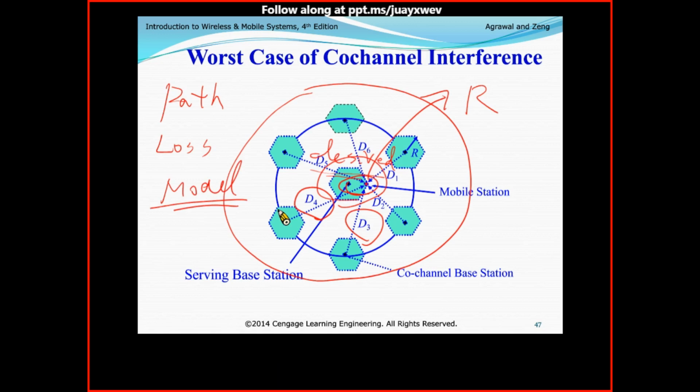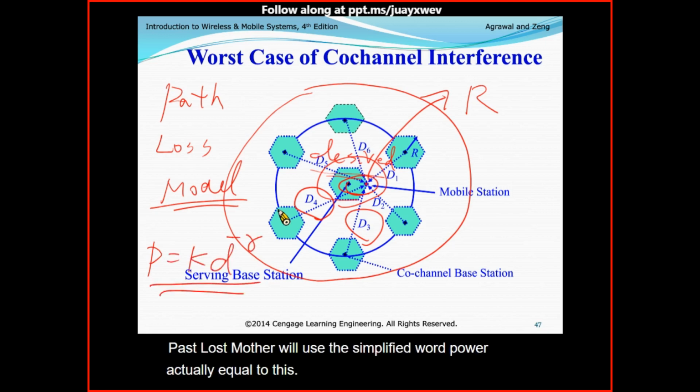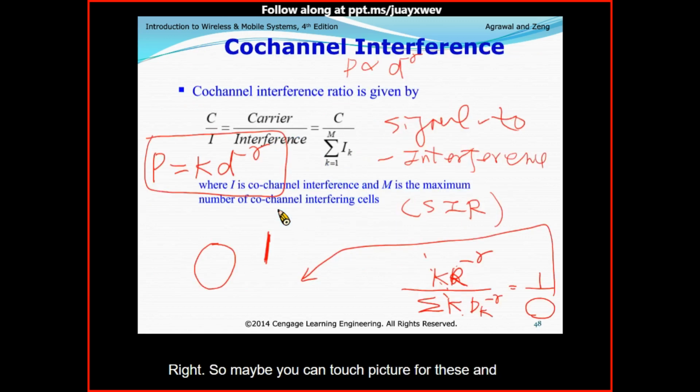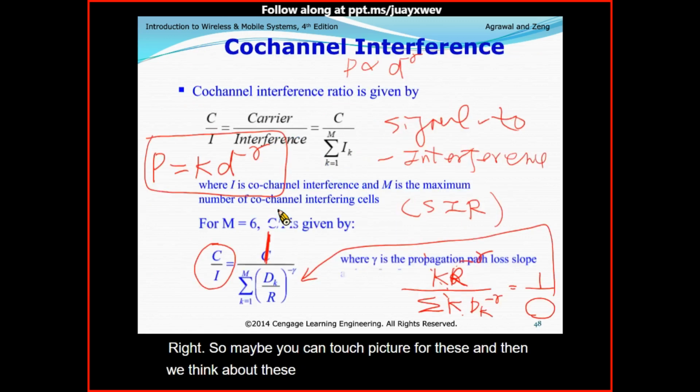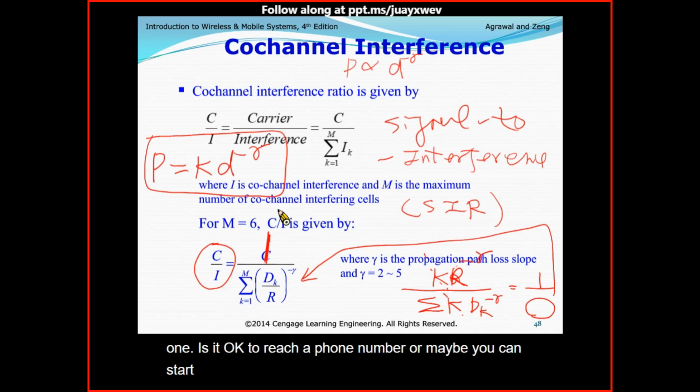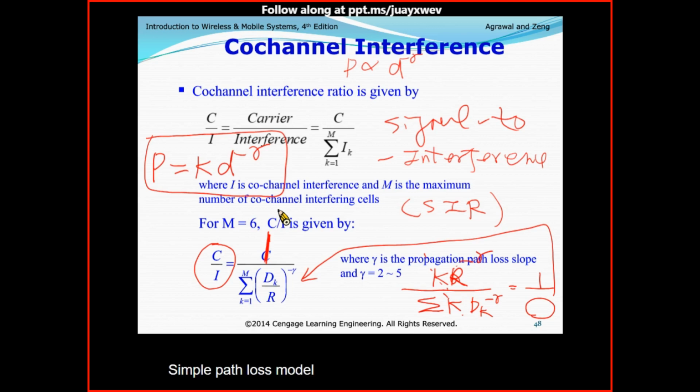Well, path loss model, we use the simplified one. Power actually equal to this. Right? So maybe you can take a picture of these, and then we think about these. So that's why I ask you to check this one. Is it okay to reach the formula? Or maybe you can start from that path loss model and apply the simple path loss model to the desired signal strength, and the undesired one actually is the interference.